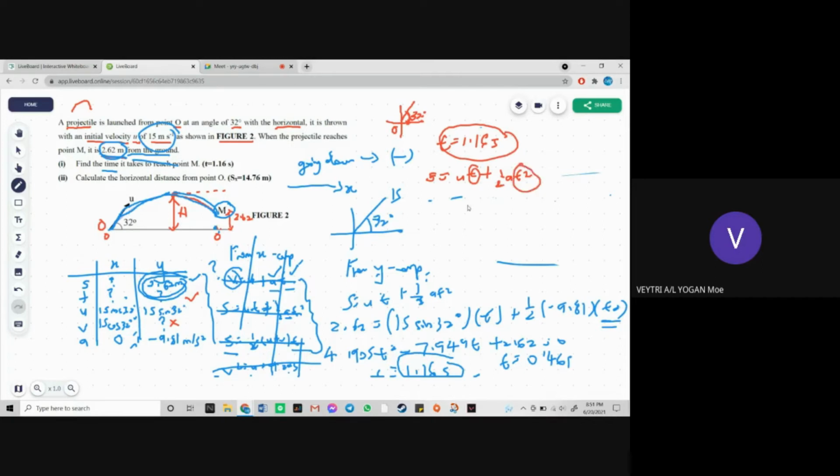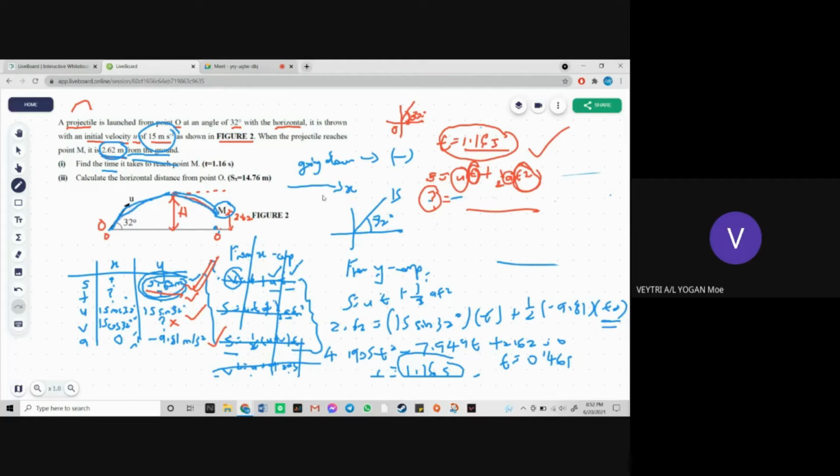Okay. S ni 2.62 kan? Yang ini, make it like you don't know the S. Anggap je you tak tahu S dia. You ada. Masukkan value U, masukkan value T yang you dapat daripada calculation. A, you masukkan value A, masukkan value T square daripada calculation. Dapat tak jawapan 2.62 yang ini? Kalau dapat jawapan 2.62, then that is the answer. That is method number 1.